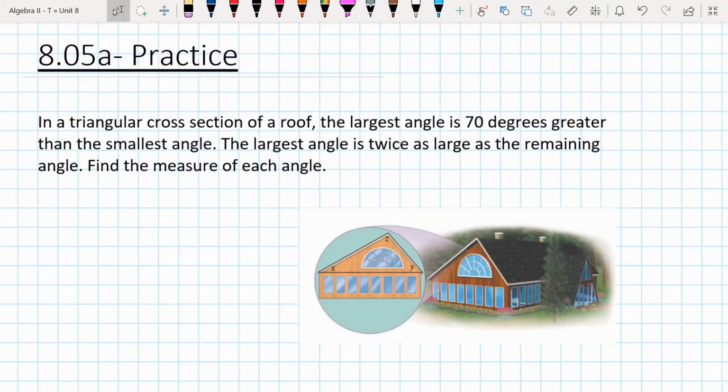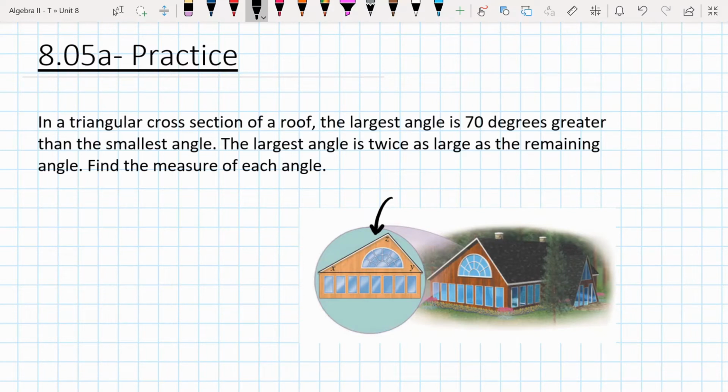All right, let's go through a practice problem. So in a triangular cross-section of a roof, imagine we have a triangular roof and then we slice it in half and look at the cross-section. There's a visual right here. The largest angle is 70 degrees greater than the smallest angle.